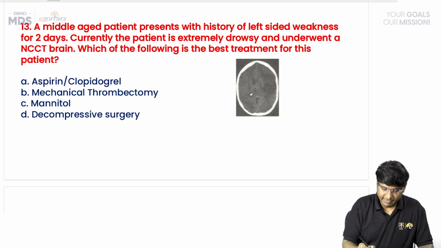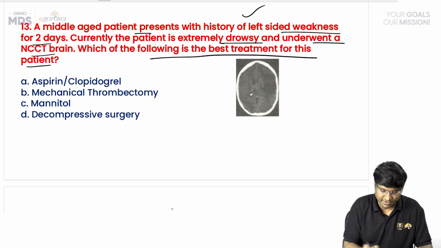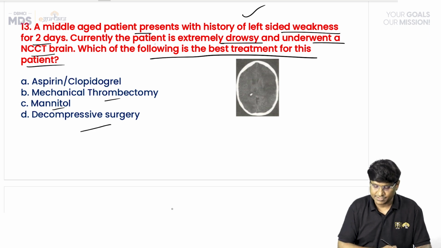Next. Middle-aged patient presenting with a history of left-sided weakness for 2 days. Currently, the patient is extremely drowsy and underwent non-contrast CT. Which of the following is the best treatment for this patient? Aspirin or clopidogrel, mechanical thrombectomy, mannitol, decompressive surgery.